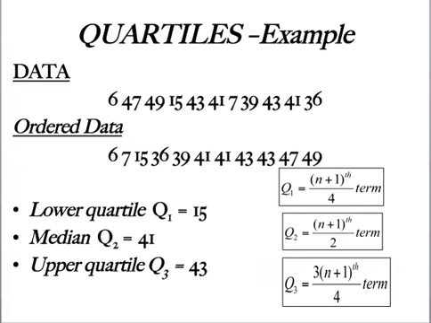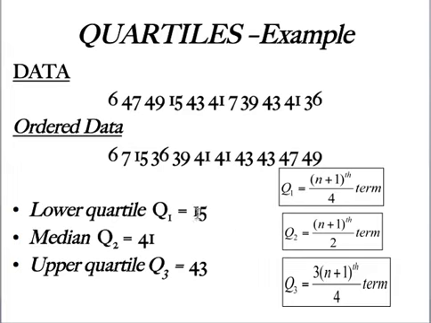N is the number of numbers in our data set, right? So let's see how many numbers do we have here. 1, 2, 3, 4, 5, 6, 7, 8, 9, 10, 11. We have 11 numbers. So to find the first quartile, n is 11. 11 plus 1 is 12. 12 divided by 4 is 3. So we're looking for the third number in our data set. So that's the first, that's the second, that's the third. So our answer is 15, right? So this formula indicates the term that we're looking for in the data set.